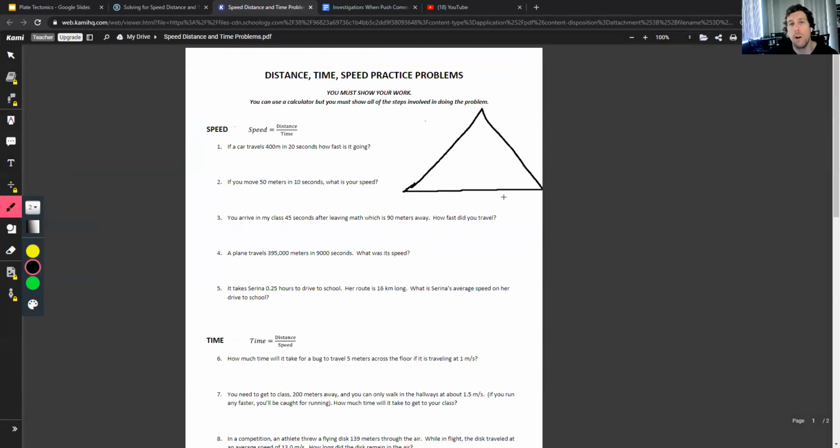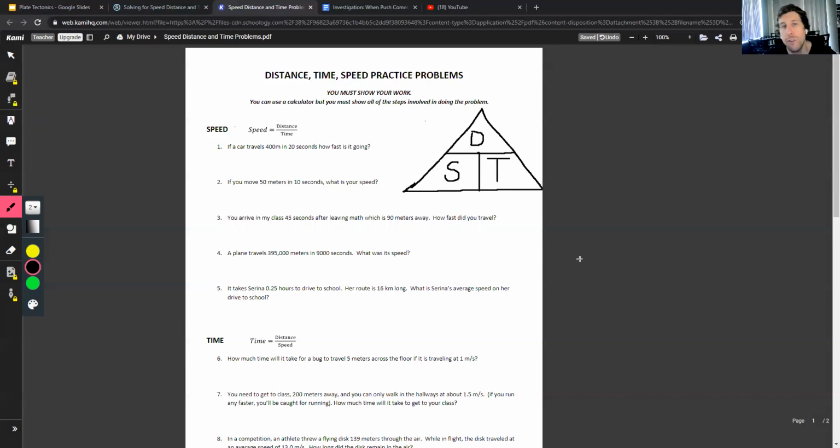And once you have drawn your triangle, we're going to draw a line across the center of the triangle, and then a line coming down the triangle. And now once I've drawn my triangle, I'm going to put the letters of the three variables in. So for distance, I'm going to put a D. For my speed, I'm going to put an S. And for time, I will put a T.